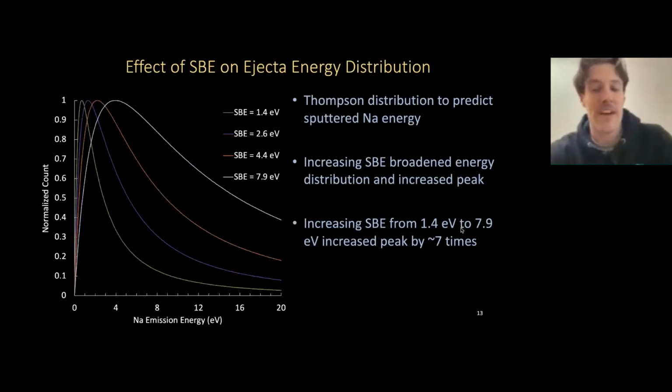Similarly, it also affects the ejecta energy distribution, basically how energetic is the sputtered atom. I use the Thomson energy distribution to predict the sputtered sodium energy. On the y-axis is a normalized count. On the x-axis is the emission energy of sodium. You can clearly see that as we increase the surface binding energy, we're both broadening the energy distribution and increasing the peak. Meaning that, for example, increasing the SBE from 1.4 eV to 7.9 eV saw an increase in the peak by 7 times.